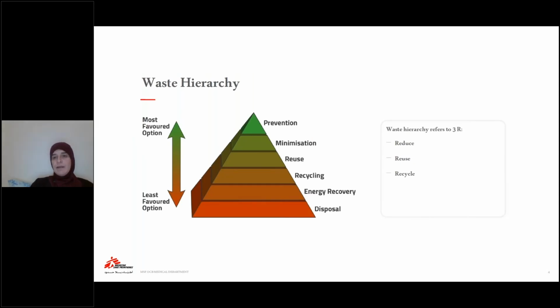First, we need to have an idea about the waste hierarchy, which starts by reducing the waste, or what we call 3R: reduce the waste, reuse, or recycle. As we see in this triangle, we start from prevention. It's the most favorite option, then minimization, reuse, recycling, energy recovery, and at the end, disposal.